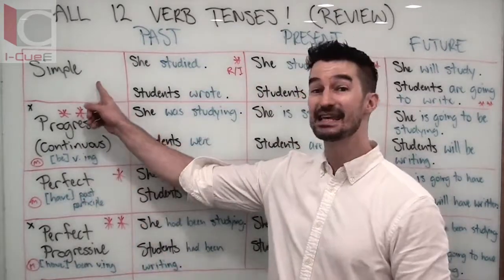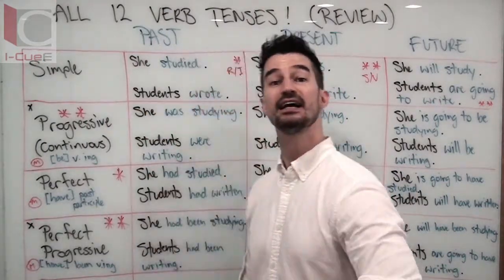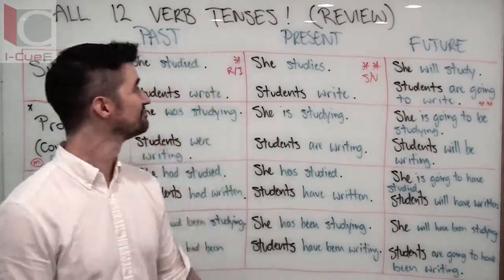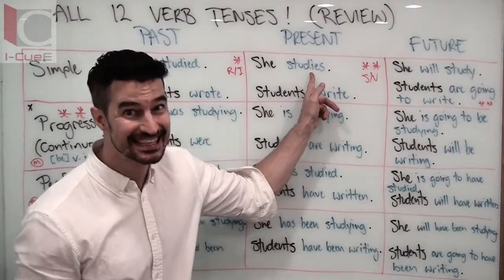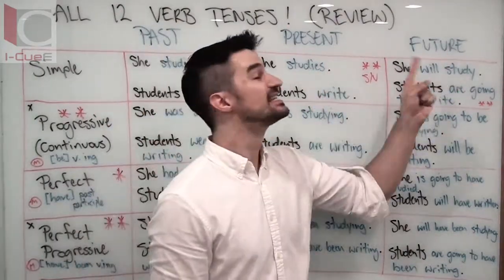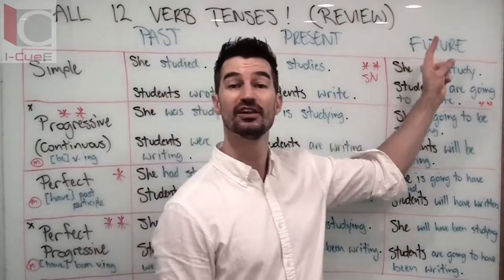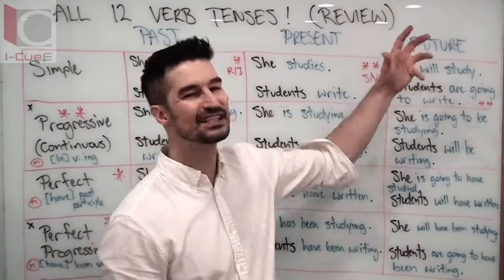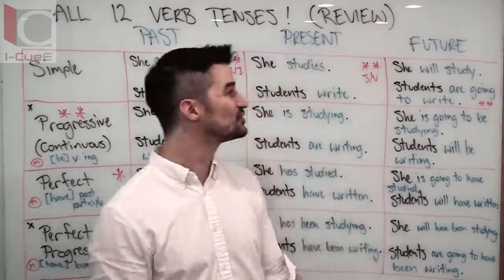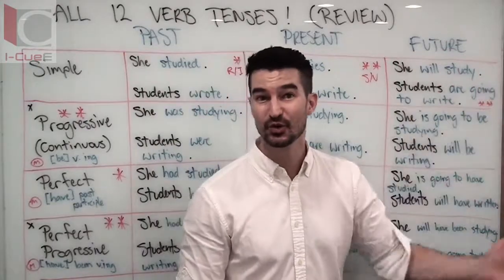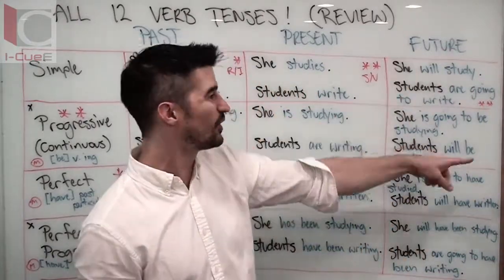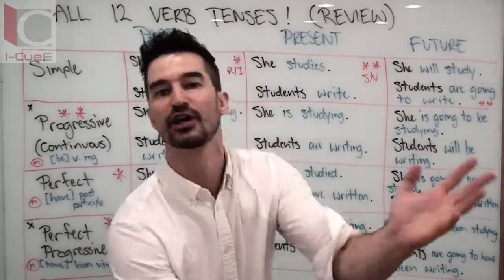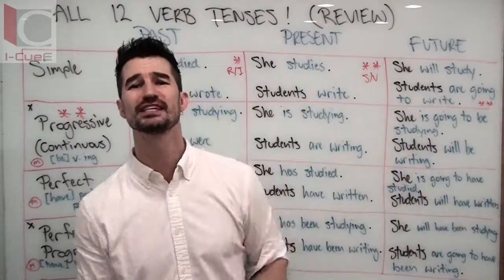So, simple verb tenses. Simple past, she studied. Simple present, she studies. Simple future, she will study. It is kind of important to remember that there are two ways in which you can create any future tense. You can use will or be going to, and remember that when you use be going to, it always needs a subject-verb agreement rule, which you can find out by looking at our previous videos. So those are the simple verb tenses.